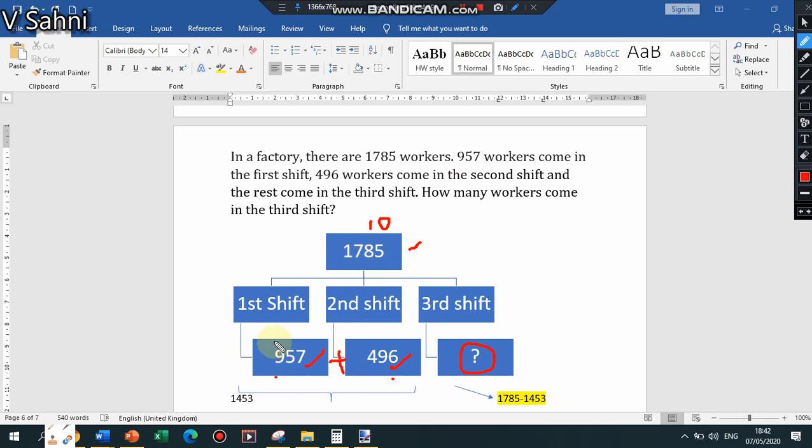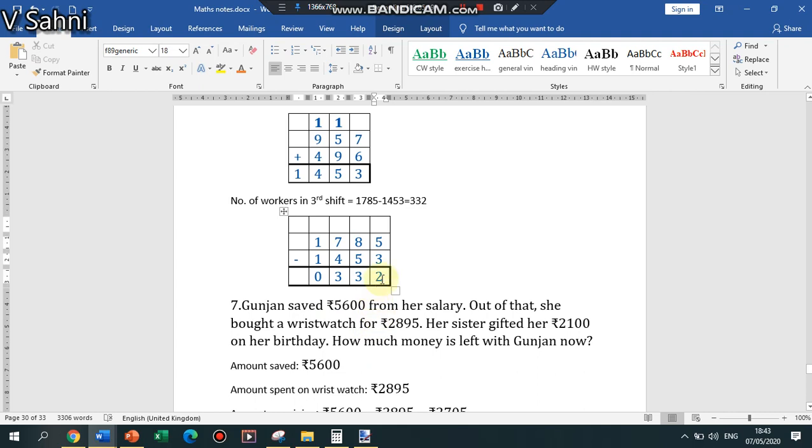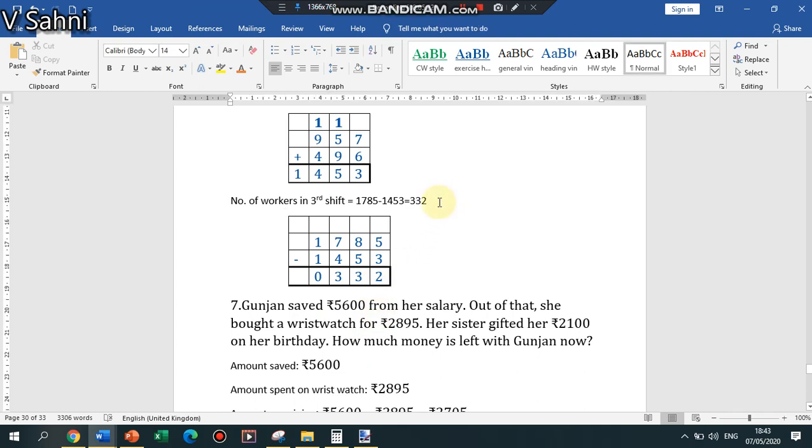But what do we have here? We have to first find out how many people are there in the first and the second shift, and whatever is the answer, we will subtract it from the total. Alright. So how are we going to write the statements also? Let's have a look. Number of workers, that is 1785. Number of workers in first shift and second shift together, what is it? We are going to do a total. Then number of workers in the third shift, what you are going to do? You will take the total and subtract it with the answer that you got in the first case, and you will get the final answer. So 332 workers.